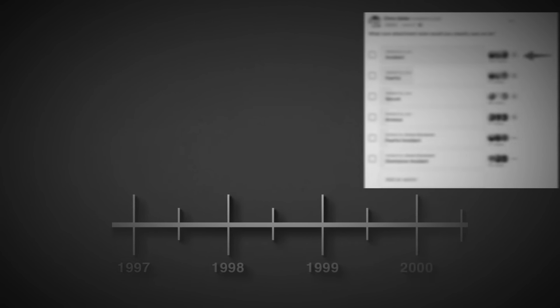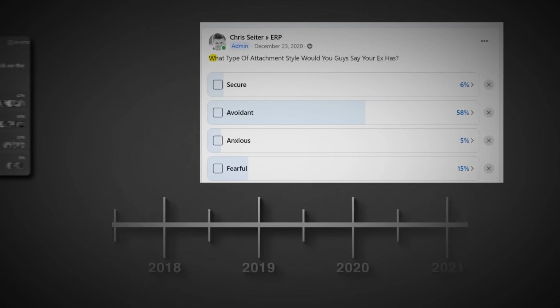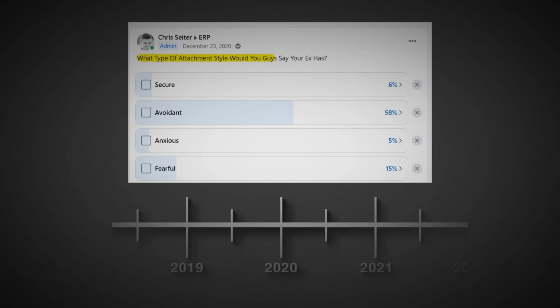This is a timeline of 3 specific polls that were conducted with our audience. In each case, the poll question was the same. What attachment style do you believe your partner is? Now, the first one was conducted back in 2020 in our old private Facebook group. I want you to pay special attention to the fearful avoidant number. As you can see, 15% of participants believe that their ex was fearful avoidant.